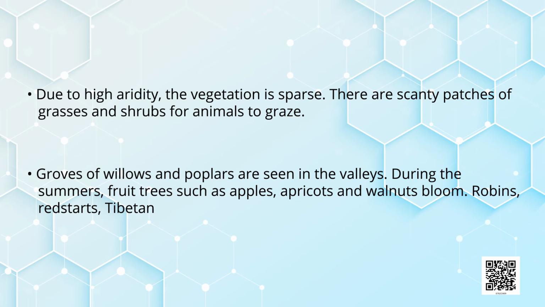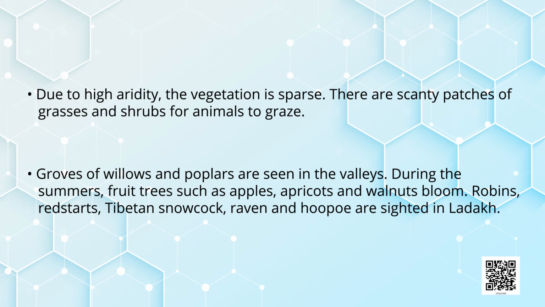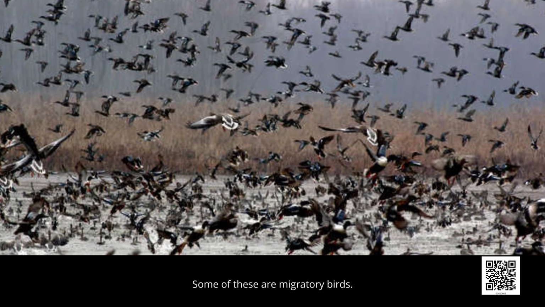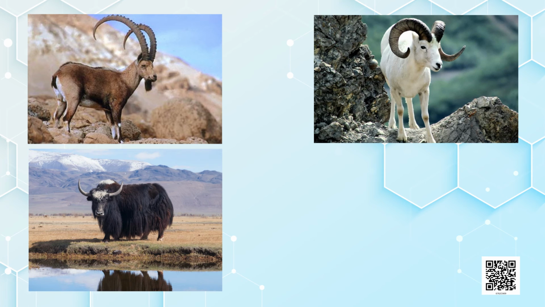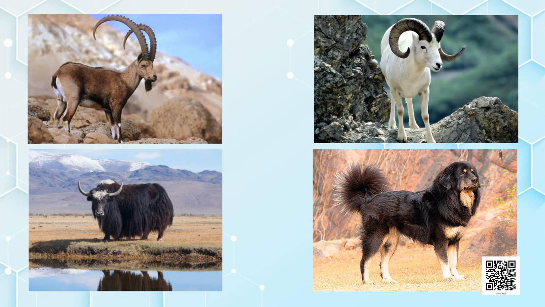Robins, redstarts, Tibetan snowcock, raven and hoopoe are sighted in Ladakh. Some of these are migratory birds. The animals of Ladakh are wild goats, wild sheep, yak and special kinds of dogs. The animals are reared to provide for milk, meat and hides.